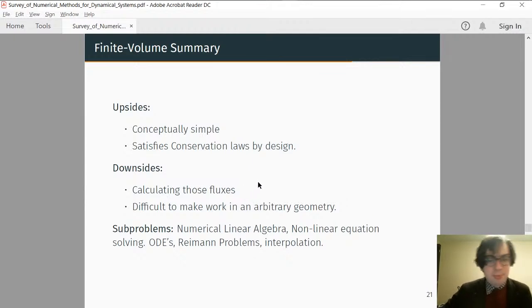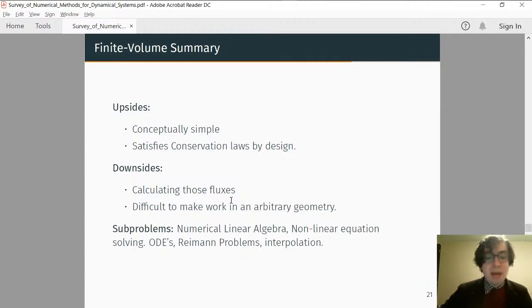And so it's very, very useful for conservation laws, which is important because conservation laws are the way the universe works. All right, the downsides are that border control work. Calculating those fluxes is not a trivial task. Asking how much fluid has flown across this face is not a simple question to ask, because it depends on the geometry of the face plus the fluid flow behavior.